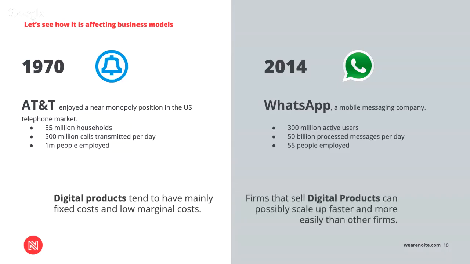And on the other hand, the firms that sell digital products can possibly scale up faster and more easily than other firms. And this is something that the WhatsApp example helps a lot to understand, because they were serving 300 million active users at that moment, and basically they only required like 55 people. It's not about having a big company in terms of employees, but about how the digital product enables your business model, and that's where we are heading.